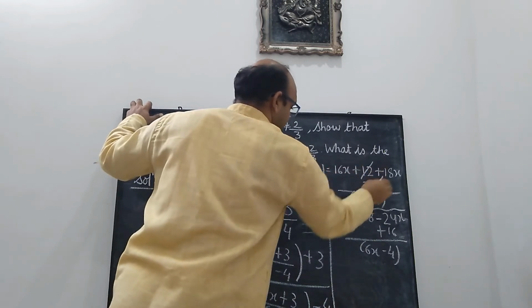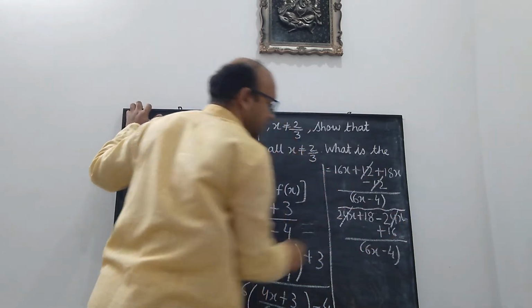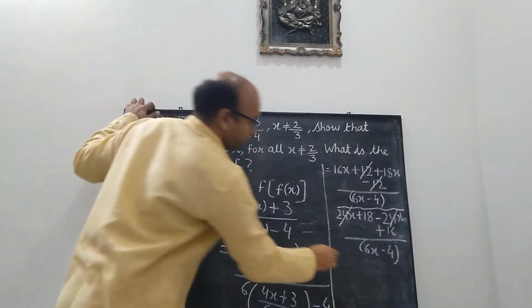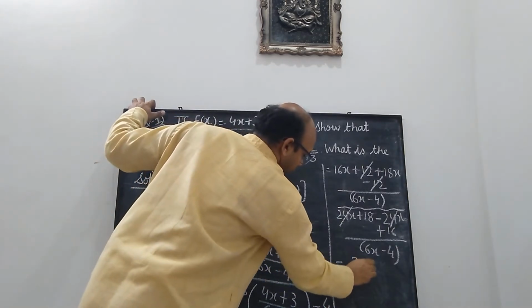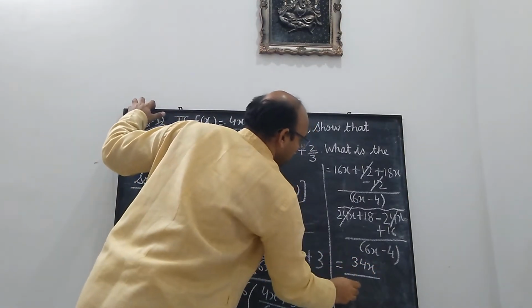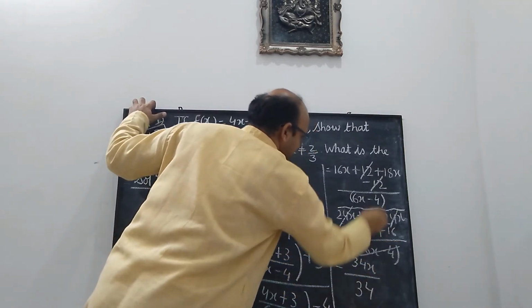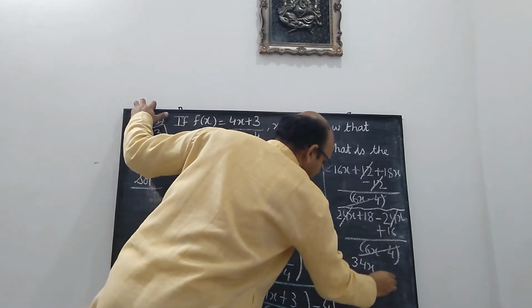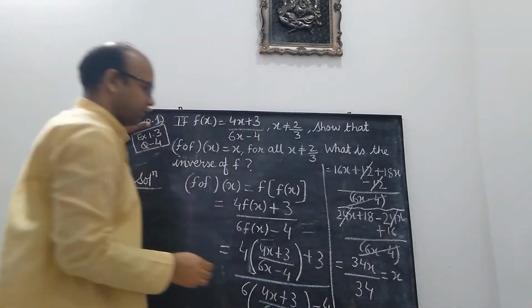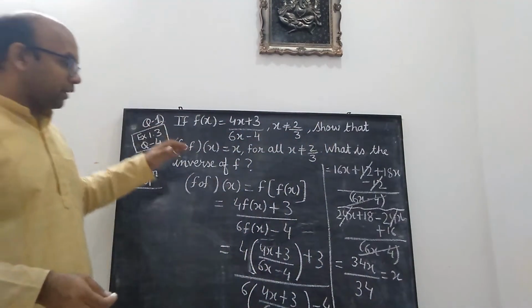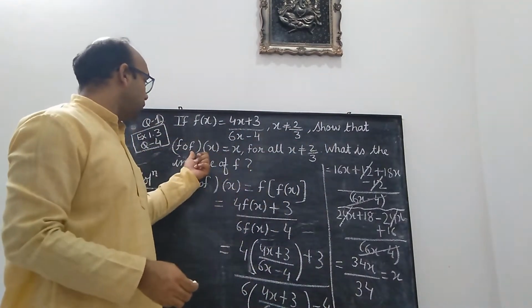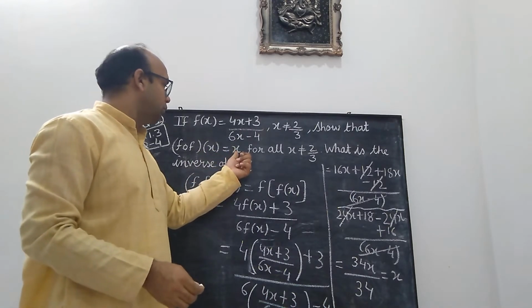12 and 12 get cancelled out. Here 24x gets cancelled out. So what we have is 34x upon 34, and we know that 6x minus 4 obviously gets cancelled out. So what we get is x. So what happens over here is, we are able to now prove that f of f(x) is equal to x.